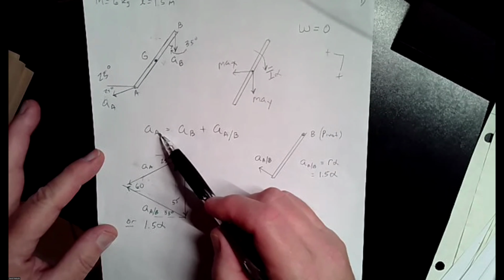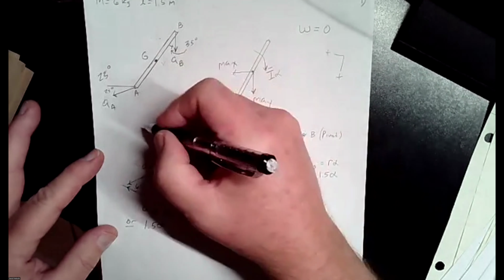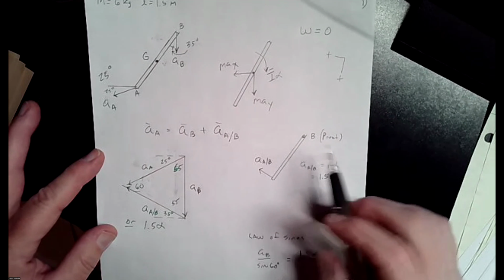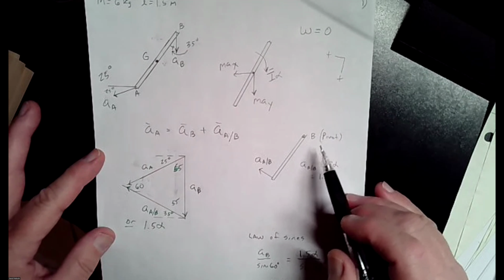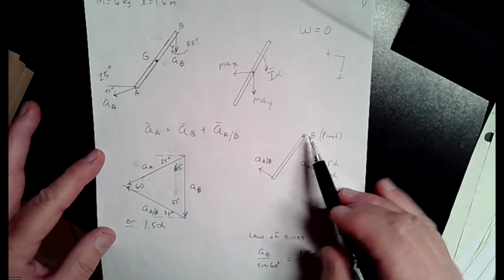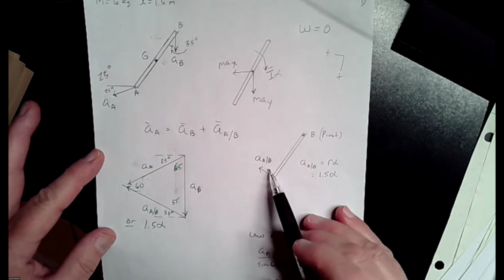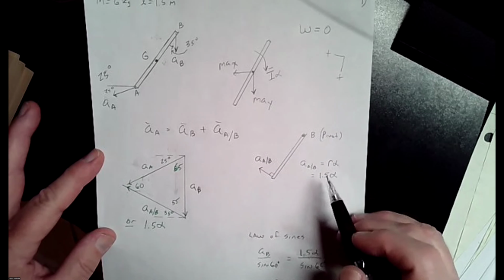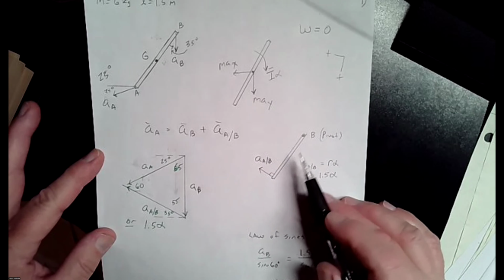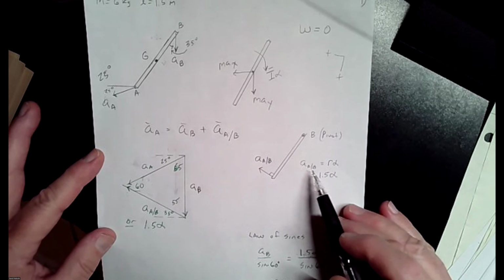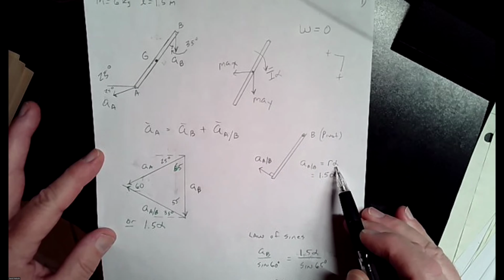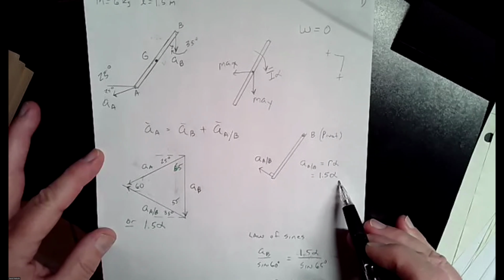If I write acceleration A equals acceleration B plus A relative to B, these are all vectors. This is going to be kind of a scalar though, because we know that any time you write this out, B is your pivot point. Therefore, A relative to B is always going to be in a perpendicular direction to your bar. Now we know our bar is 1.5 meters, so we can also write A relative to B is equal to R alpha, or 1.5 alpha.